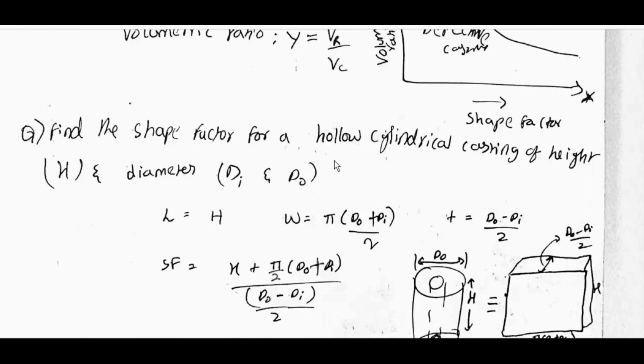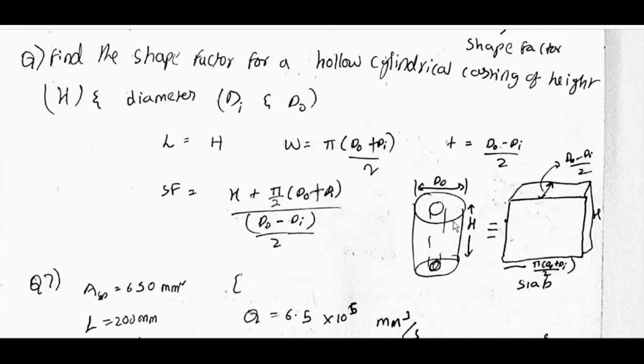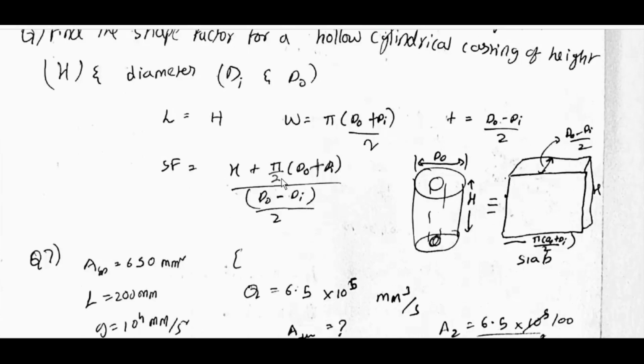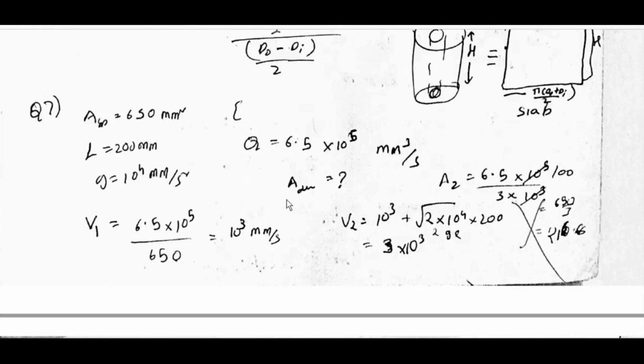Shape factor for a hollow cylindrical casting of height h and diameters di and do. It has to be cut as a slab because this is designed for a slab. L is equal to h, W is equal to pi into (do plus di) by 2, T is equal to (do minus di) by 2. Yes, shape factor is equal to h plus pi by 2 into (do plus di) by 2, divided by (do minus di) by 2.